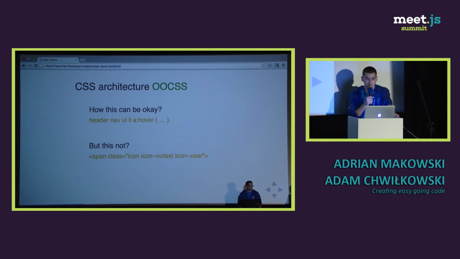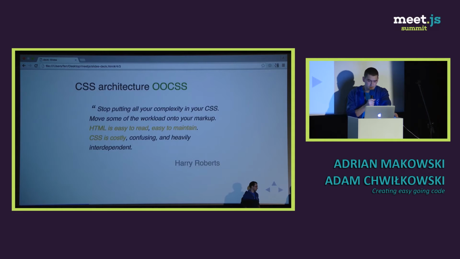The cost of clean HTML is messy CSS. And in this case, I totally agree with Harry Roberts, who said: stop putting all your complexity in your CSS. The reason is simply that HTML is easy to read and easy to maintain, and CSS is costly. I totally agree with that. So to sum up OOCSS, it's just an approach. I recommend reading more about it on Nicole Sullivan's web page, but it's about creating abstraction, finding design patterns in a layout, and using more HTML classes.